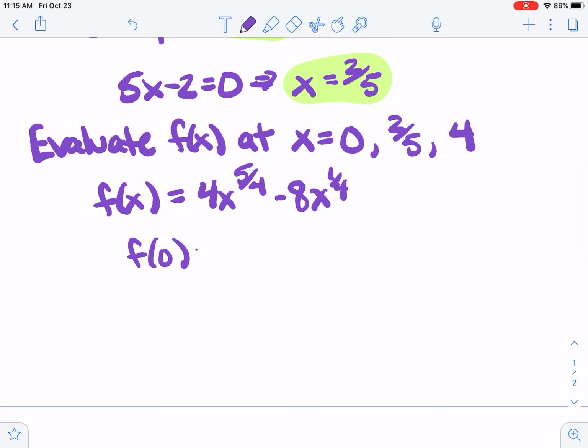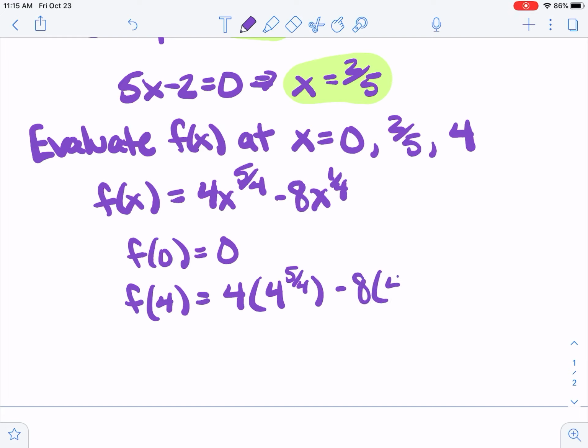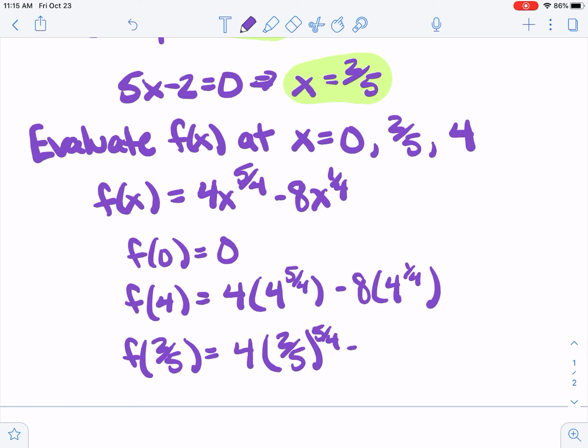So f of 0 equals 0. F of 4 is 4 times 4 to the 5/4 minus 8 times 4 to the 1/4. F of 2/5 is 4 times 2/5 to the 5/4 minus 8 times 2/5 to the 1/4. And those numbers are something that we would probably need to use a calculator for. I have done those in advance.